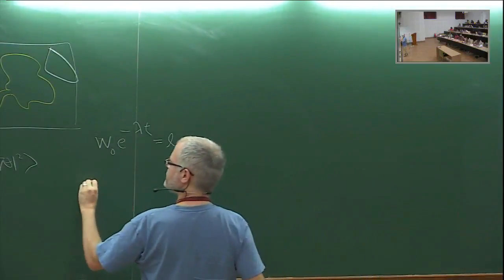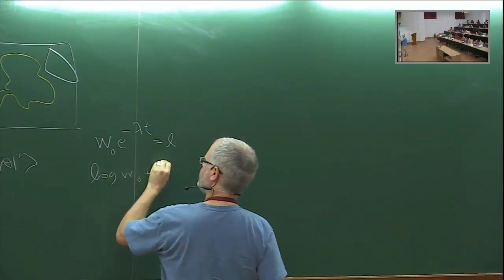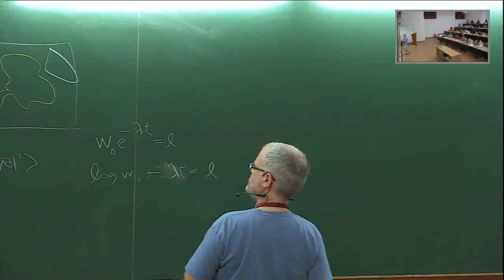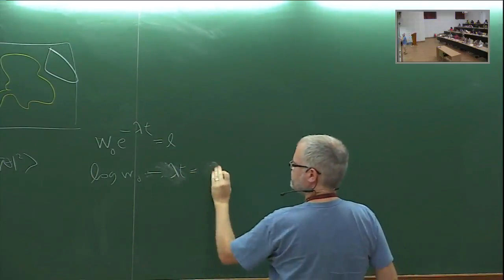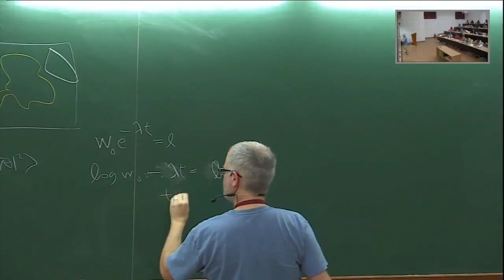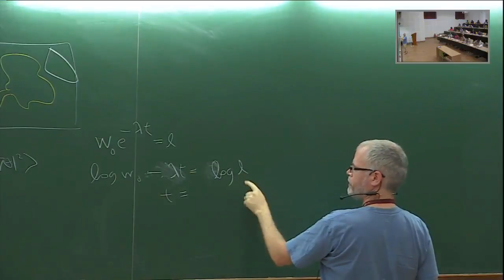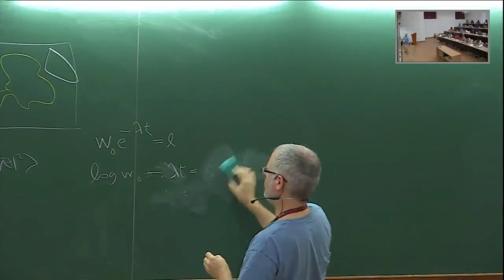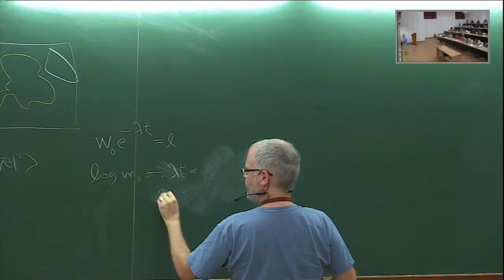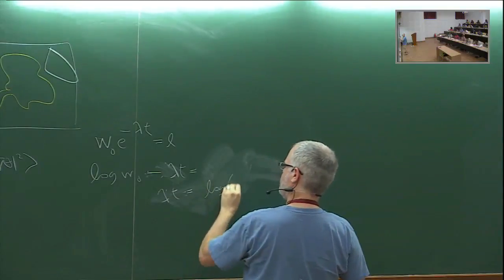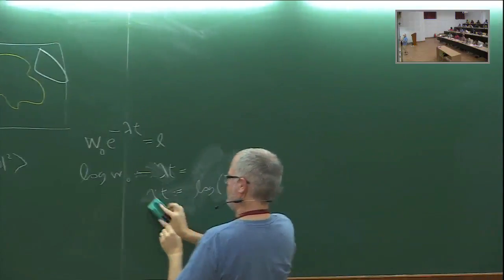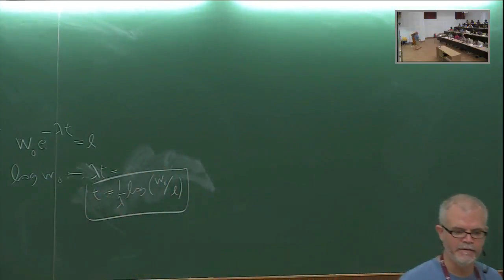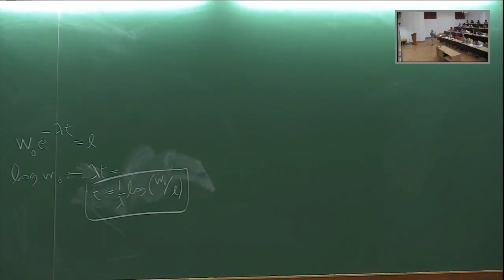And so now if I solve for t, I can take a logarithm, log L. It's log L over W0, so I would get lambda t is log of W0 over L. And then I would divide by lambda. And so that's the time that it would take me to reach the length scale where I balance advection and diffusion.